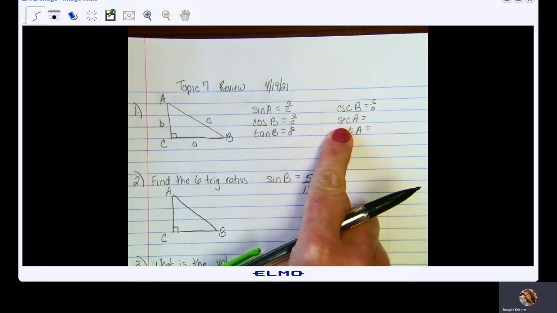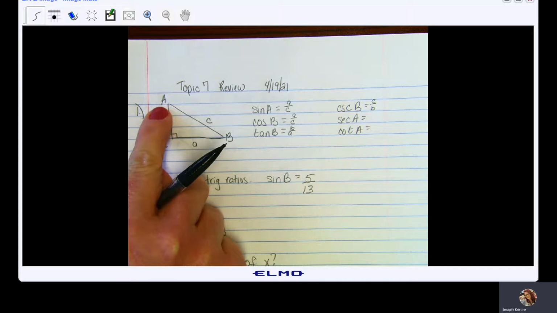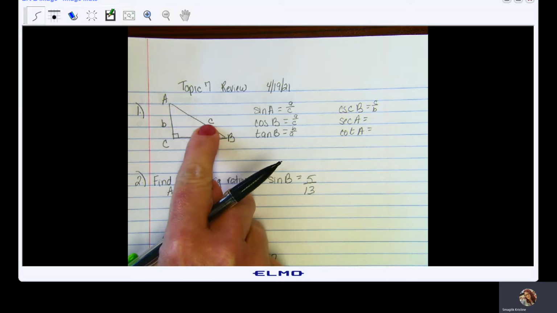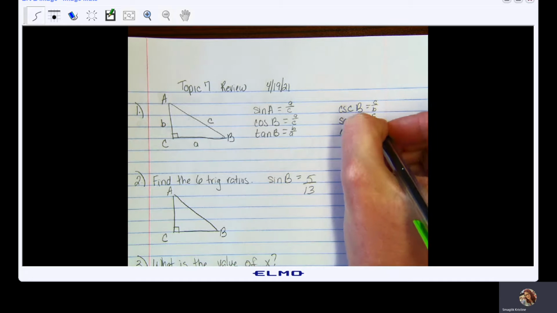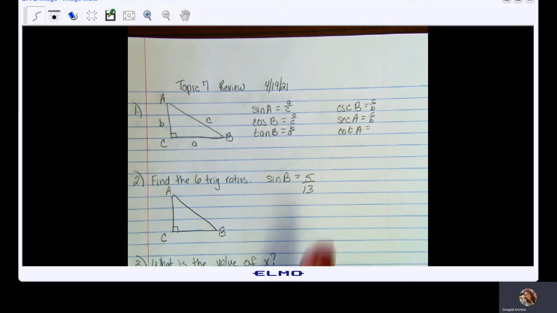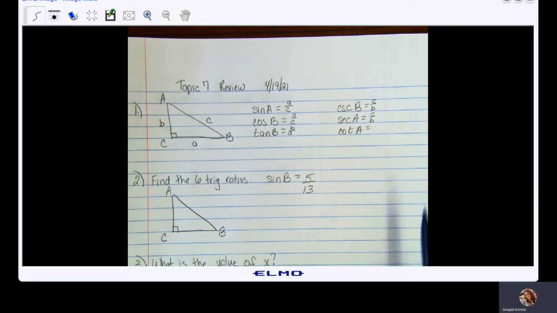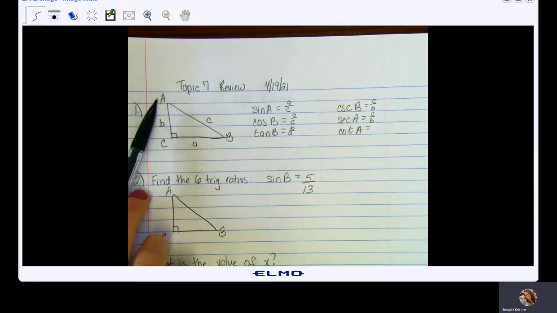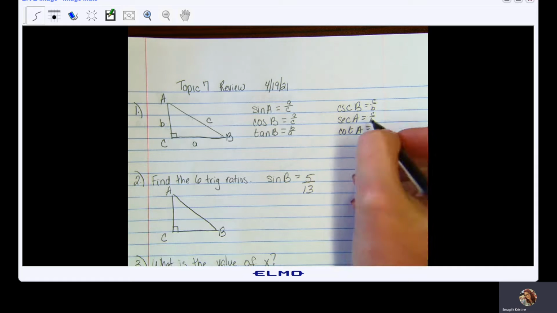Secant of A, that's going to be hypotenuse over adjacent. So here's A, hypotenuse is C, adjacent is B. And again, you can see that co-function relationship here. And cotangent of A. Cotangent of A is going to be adjacent over opposite. So here's A, adjacent is B, opposite is A.